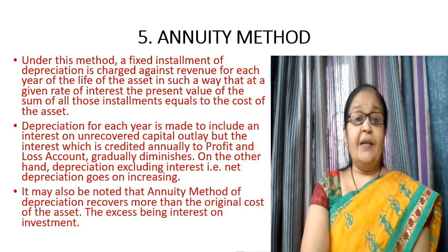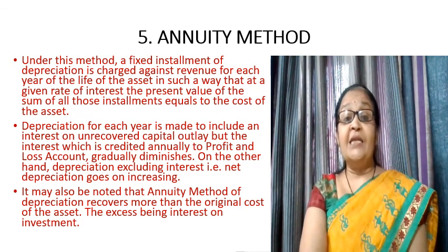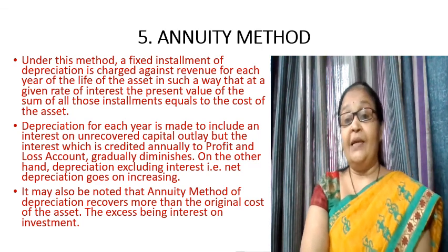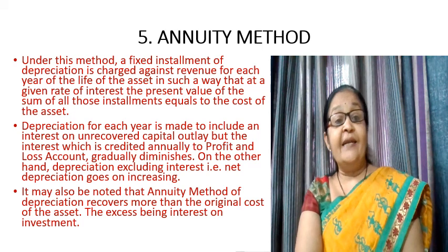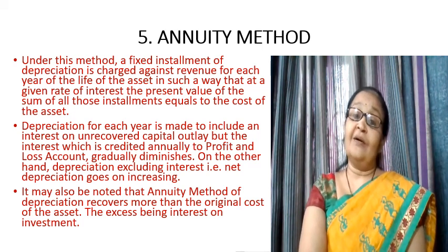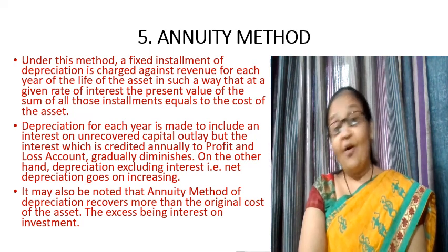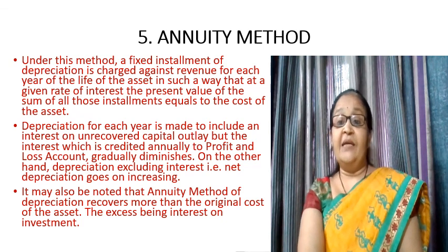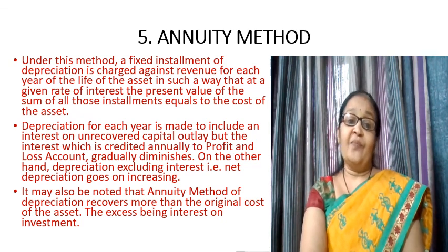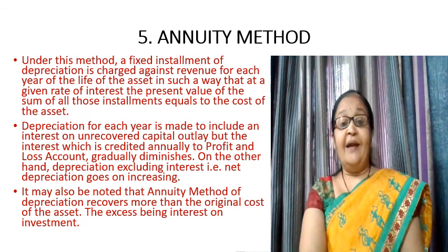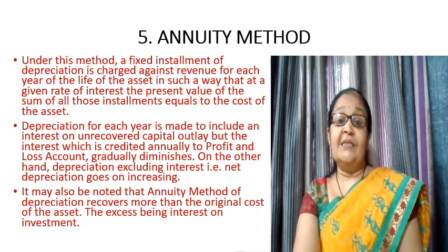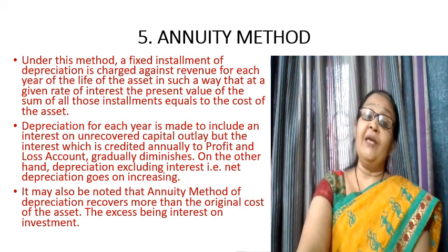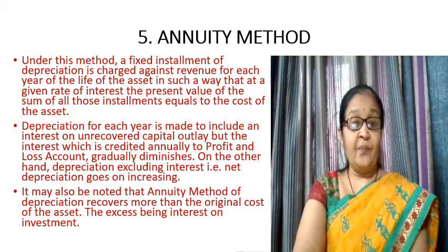Stated otherwise, depreciation for each year is made to include an interest on uncovered capital outlay, but the interest which is credited annually to the profit and loss account gradually diminishes. On the other hand, depreciation excluding interest, that is net depreciation, goes on increasing. It may also be noted that the annuity method of depreciation recovers more than the original cost of the asset, the excess being the interest on investment.